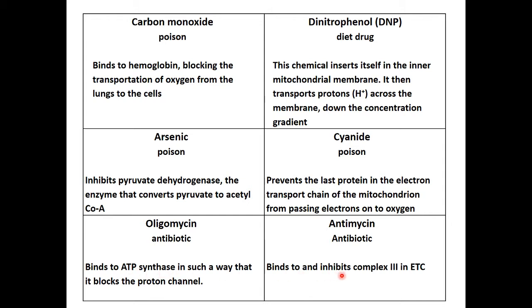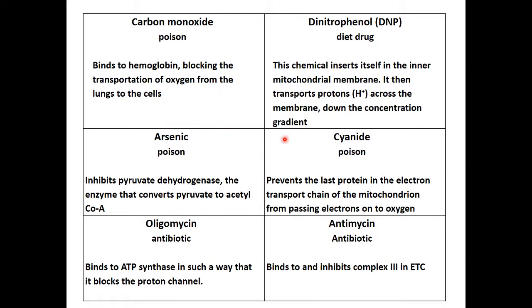And this one, antimycin, binds to ETC complex 3 so that it cannot transfer electrons. So this messes up the ETC, and this messes up ATP synthase. Cyanide is another poison. It also messes up the ETC, so no electrons get transferred to oxygen.